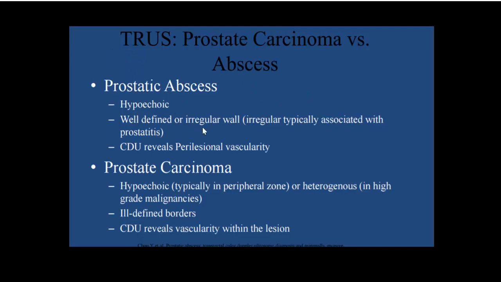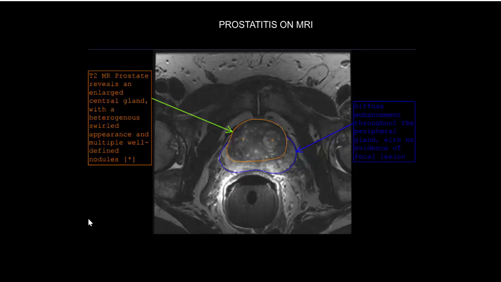Prostatic abscess is hypoechoic with a well-defined or irregular wall, typically associated with prostatitis. Color Doppler shows perilesional vascularity. Prostatic carcinoma appears hypoechoic, typically in the peripheral zone, or heterogeneous in high-grade malignancy, with an ill-defined border. Color Doppler shows vascularity within the lesion. In abscess, there is perilesional vascularity and no internal vascularity.